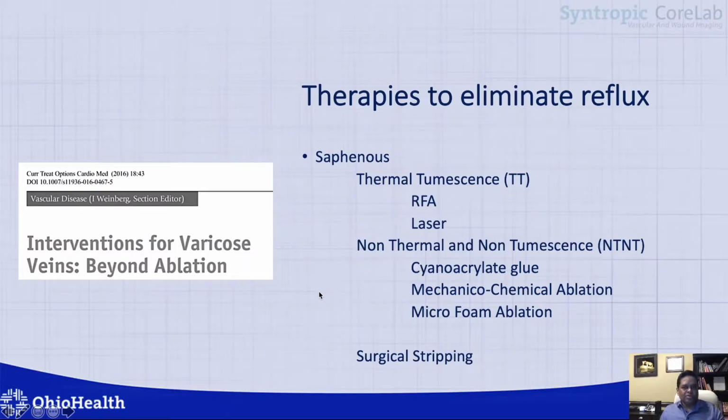Now that we know that any of these therapies work in improving the worst form of venous disease, let's talk about the therapies that are available to eliminate reflux. When you look at the saphenous veins, meaning the straight axial veins, we have thermal technologies, also called TT, and non-thermal, non-tumescent technologies called NTNT. TTs are radiofrequency ablation and laser ablation, and the non-thermal technologies are cyanoacrylate, mechanochemical ablation, and microfoam ablation. Obviously, surgical stripping is still used in a very small percentage of patients.